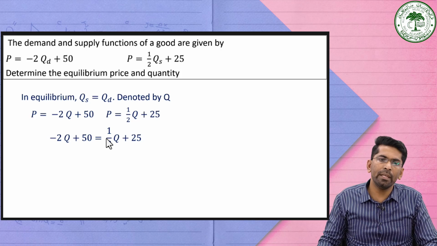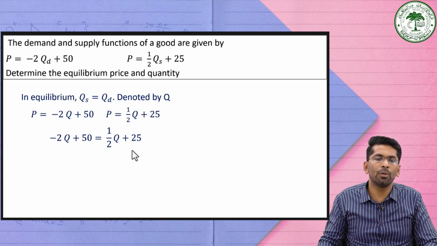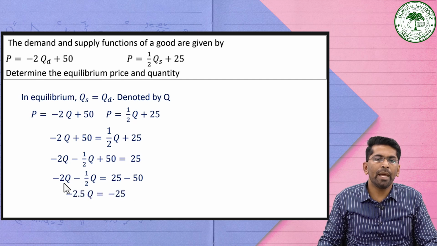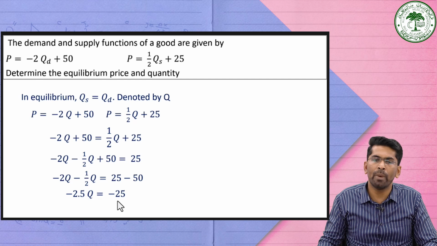So here we can equate each other because we have only one variable we are considering here, quantity. So here minus 2Q plus 50 is equal to 1 by 2 Q plus 25. Now taking the Q term to one side, I am taking 1 by 2 Q to the left hand side of the equation. So it will become minus 1 by 2 Q plus 50 which is equal to 25. Taking 50 to the right hand side of the equation, it will become minus 50. Then minus 2 minus 1 by 2 will become minus 2.5. So it is minus 2.5 Q is equal to minus 25.